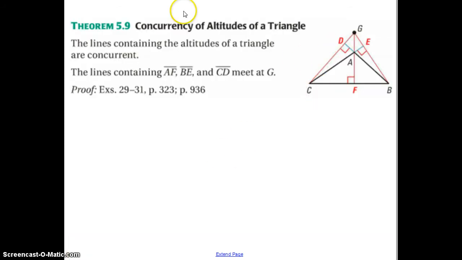Okay, so in this picture we have our three altitudes. Okay, so again, these altitudes had to extend outside of the triangle in order to get this perpendicular line. Okay, these had to be 90-degree angles.